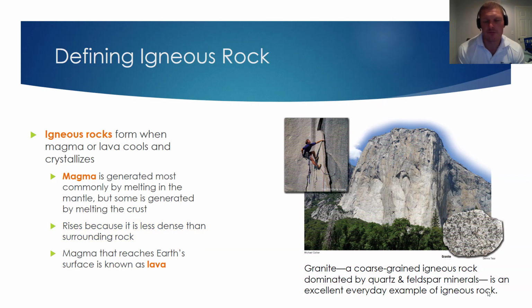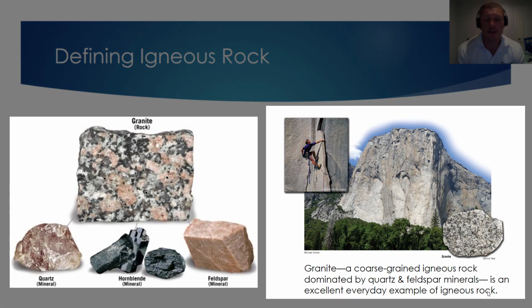On the screen, I've shown another picture of perhaps my favorite igneous rock, granite. Granite is a coarse-grained igneous rock. The three primary minerals, as I've mentioned in previous videos, are quartz, hornblende, and feldspar. And we're going to come back to granite in a moment when we talk about how cooling rate affects the size of mineral crystals in rocks.